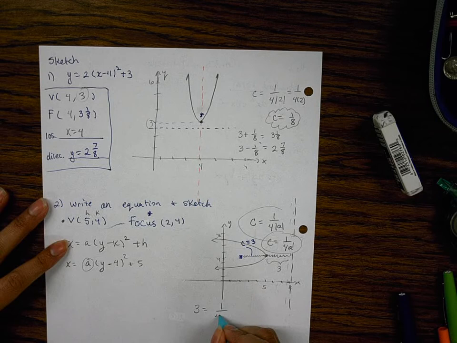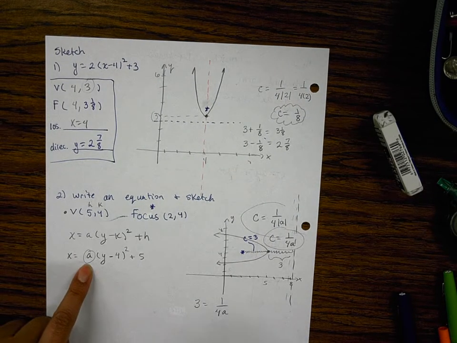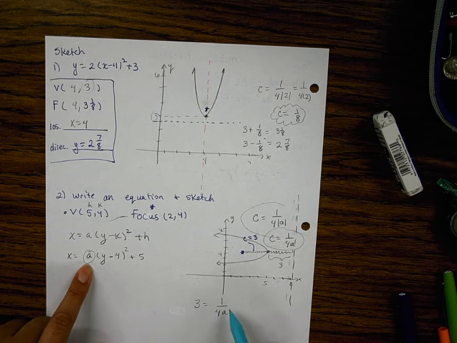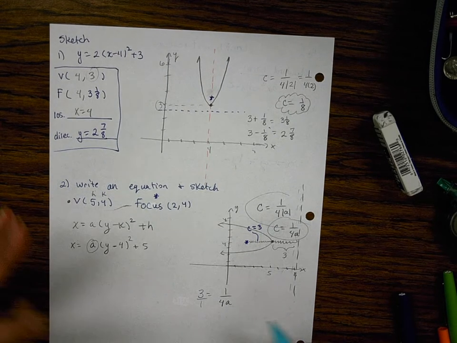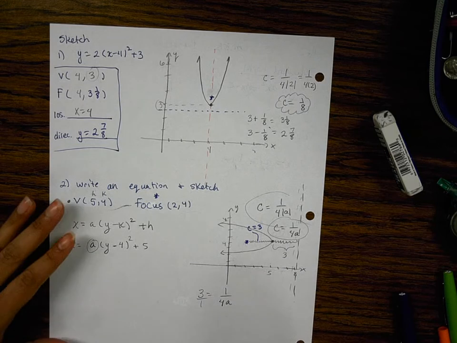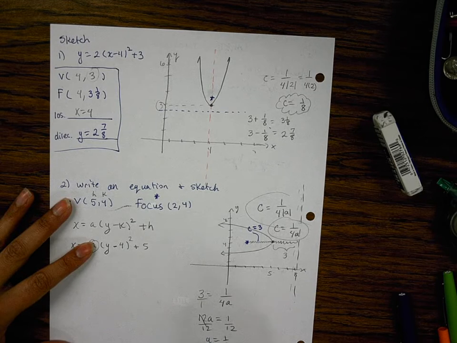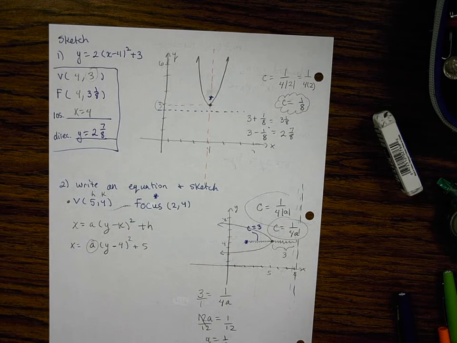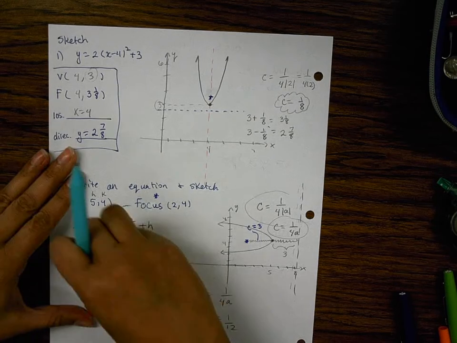Okay, so I can use this equation. 3 equals 1 over 4 times a. I don't know what a is, that's what I'm looking for, but I know once I plug it in, I would get 3 as my answer. So I'm just going to cross multiply or multiply both sides by 4a, however you want to think of it. 12a equals 1, divide, a equals 1/12.